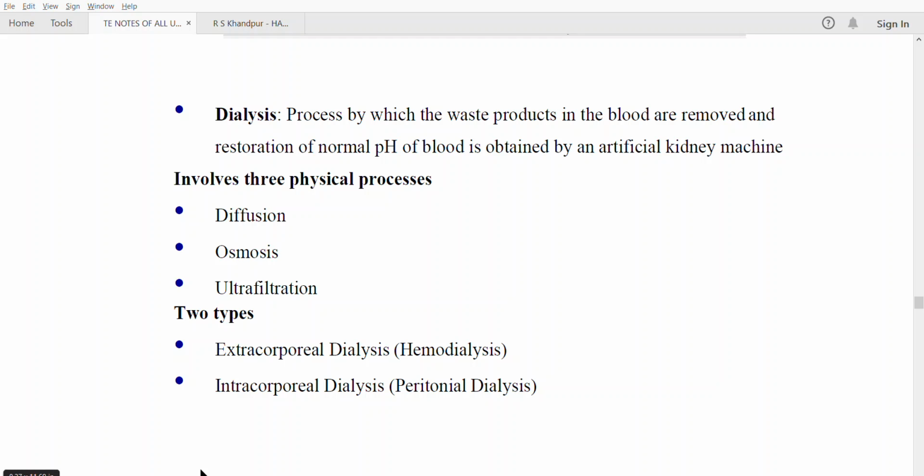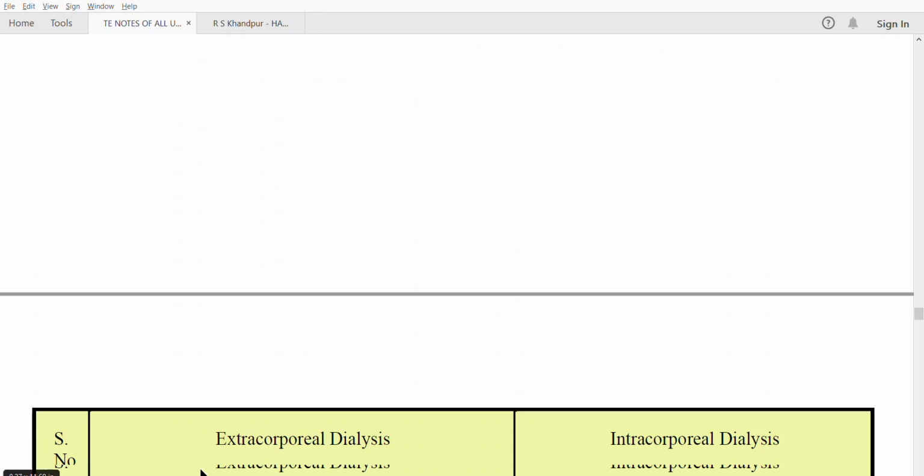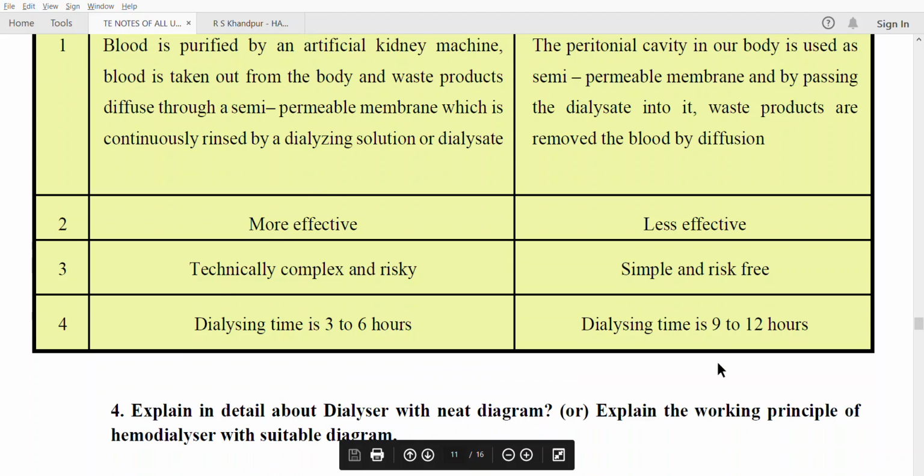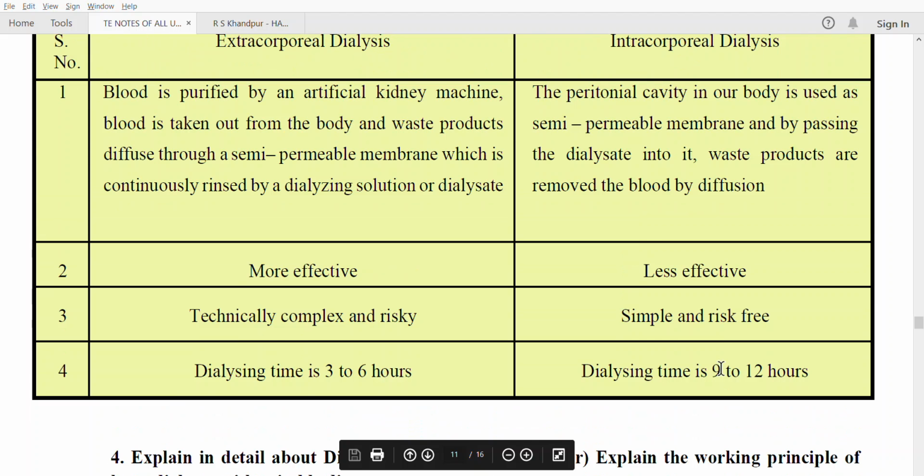There are two types of dialysis. One is extracorporeal, that is hemodialysis, where the blood goes out of the system. The other is intracorporeal, using the system available in the body, that is peritoneal dialysis. The difference: in extracorporeal dialysis, blood is purified by taking it outside, and it is more effective, whereas peritoneal dialysis is less effective because it uses a natural membrane. Hemodialysis is technically complex and risky, while peritoneal dialysis is simple and risk free. The duration of hemodialysis is short because you use artificial means like pressure to quicken the process, while peritoneal dialysis is a natural diffusion process and takes its own time. These are the differences between extracorporeal and intracorporeal dialysis.